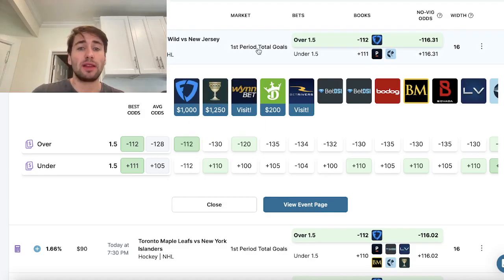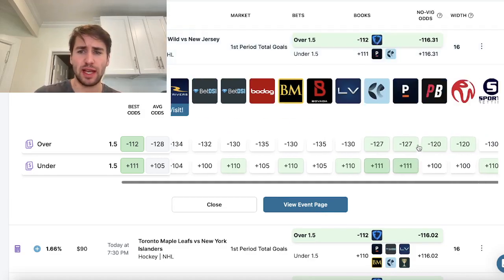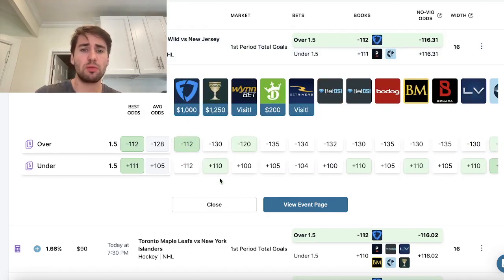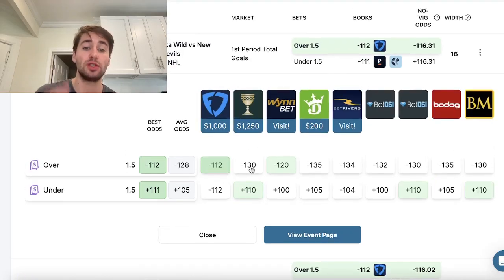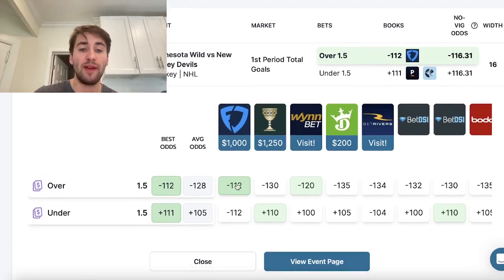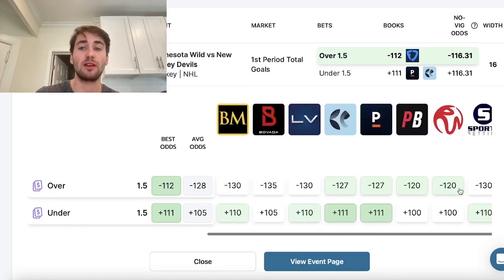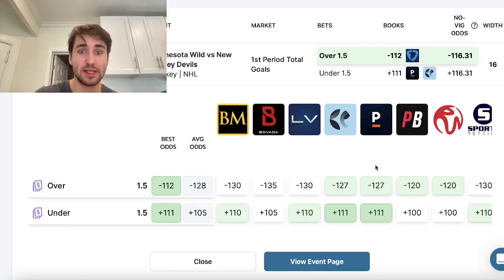So, okay, we have Wild Devils, first period total goals, over 1.5 at minus 112. What's interesting is you're going to notice all the sportsbooks, except for FanDuel, have the over heavily favored. Caesars has the over at minus 130. They have the under at plus 110. So lines are juiced towards the over. FanDuel has no juice in either direction, whereas every other sportsbook, there's literally dozens of data points telling us, yo, the over should be heavily favored around minus 130.